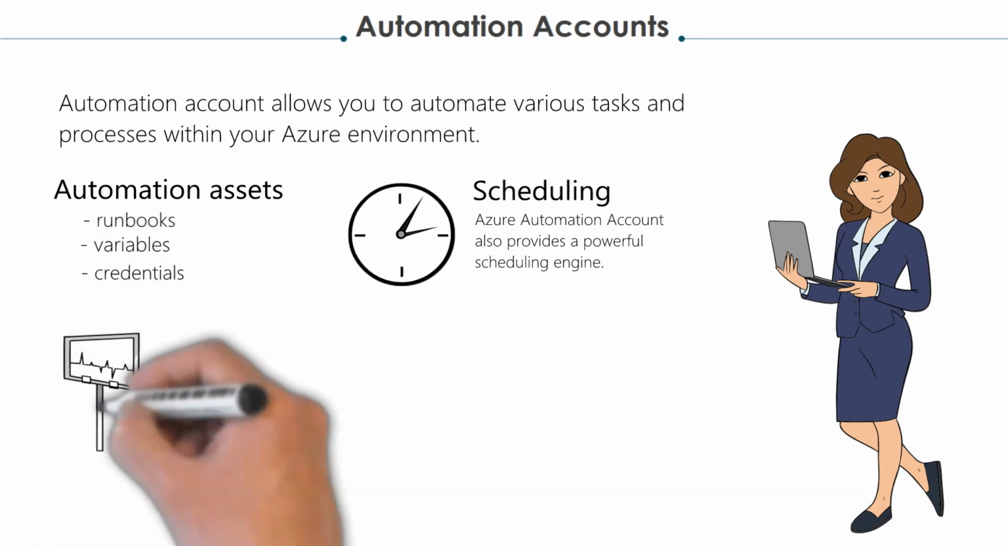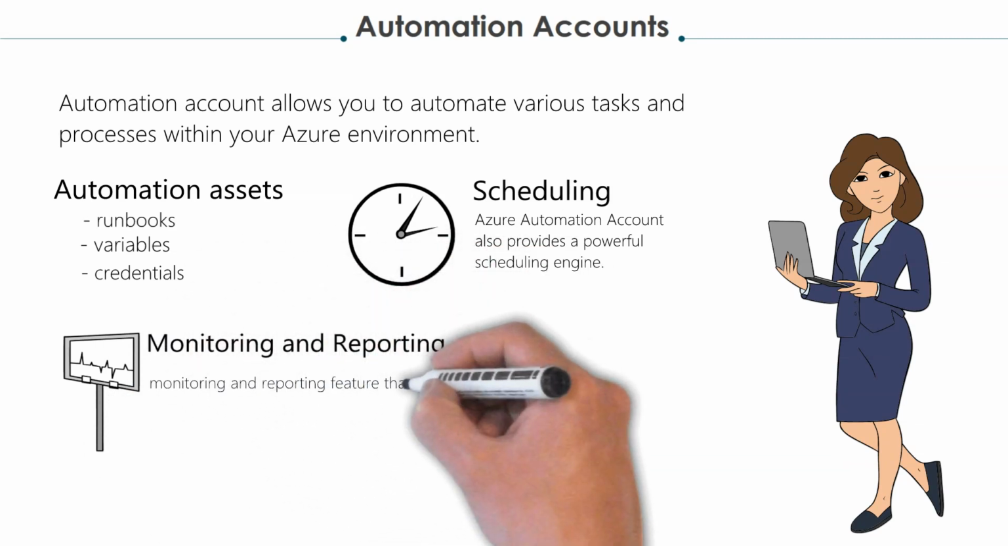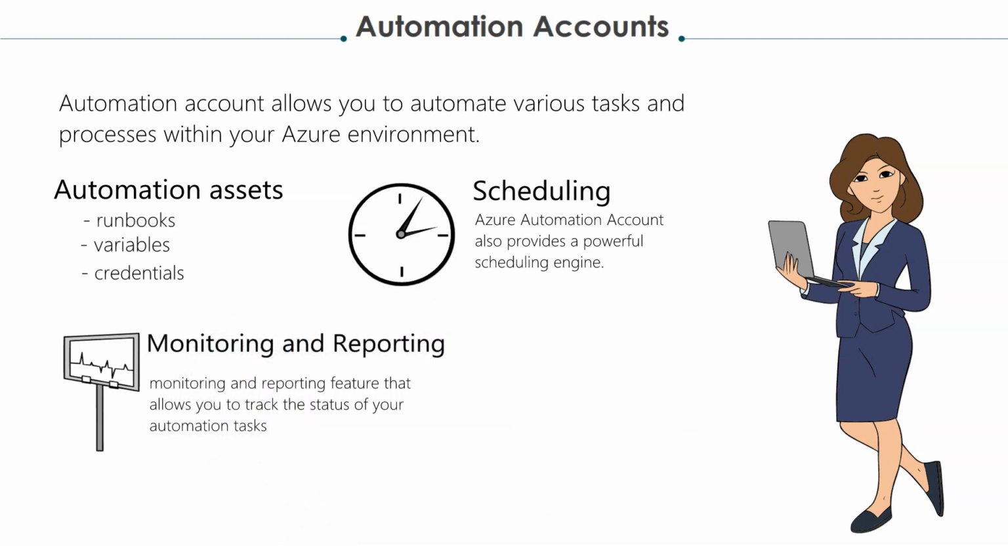In addition to scheduling, Azure Automation Account also provides a monitoring and reporting feature that allows you to track the status of your automation task and troubleshoot any issues that may arise. You can review execution logs, performance metrics, and error reports to help you identify and resolve issues.